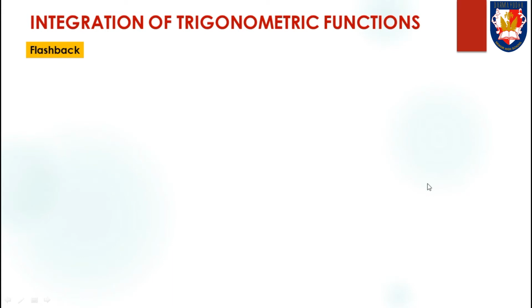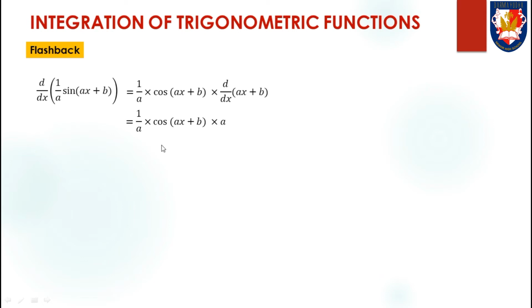In the past, we have learned that the first derivative of 1 over a times sine ax plus b, when a is not 0, is 1 over a times cosine ax plus b times the first derivative of ax plus b. Simplifying this will give 1 over a times cosine ax plus b times a. Simplifying this will give cosine ax plus b.